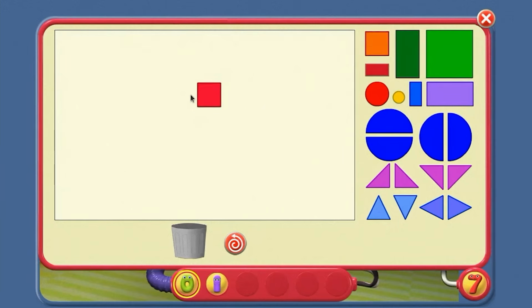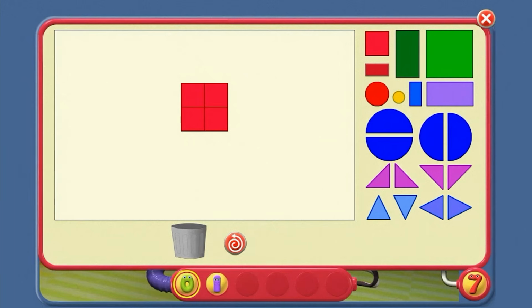Here is one little square. Can I make a bigger square with more squares? We can't make a square with 2 squares. Or 3. But maybe with 4. Yes, 4 little squares make a big square.